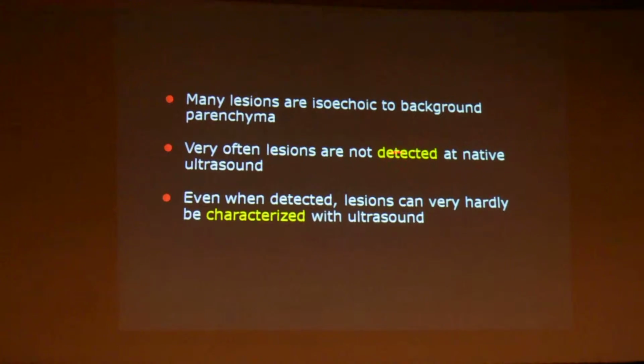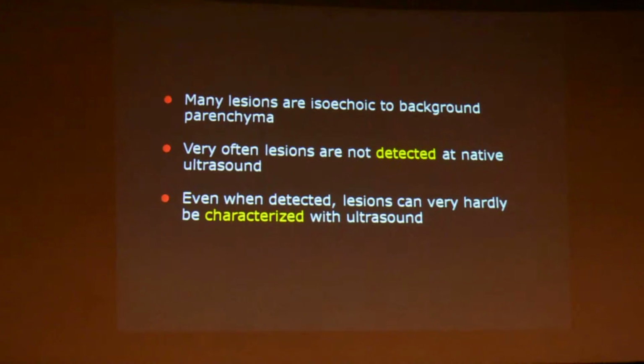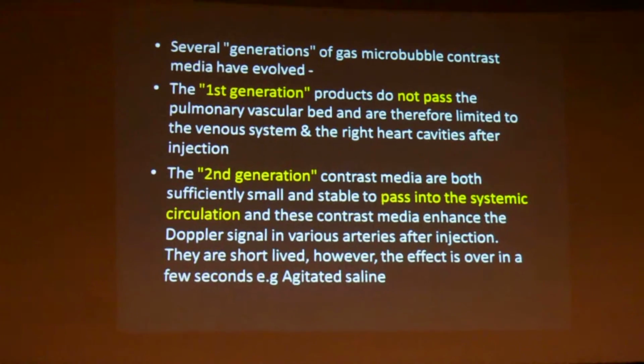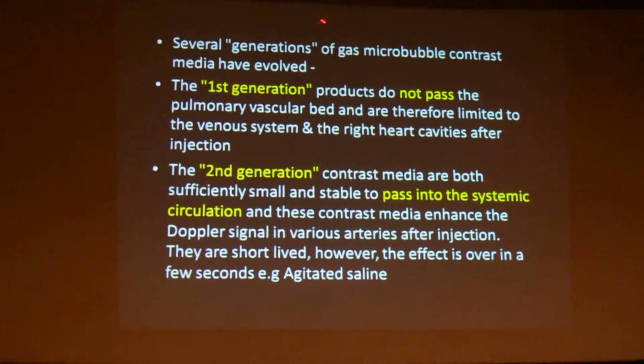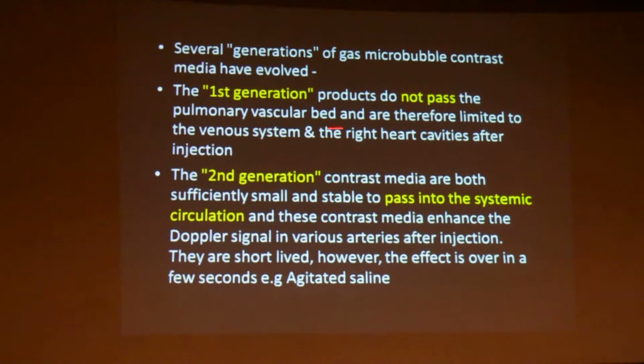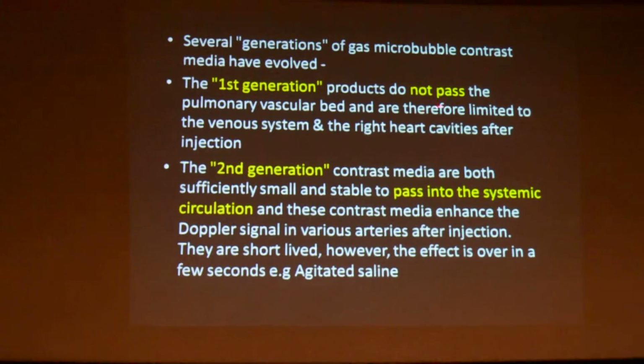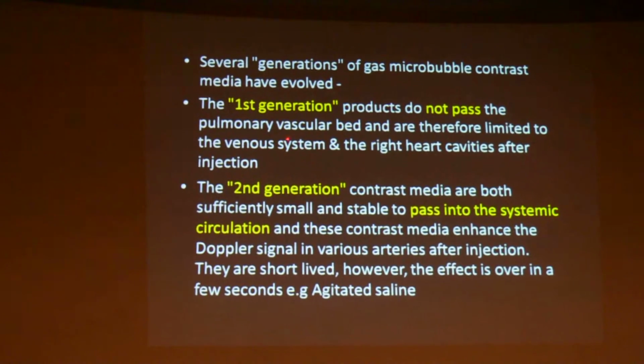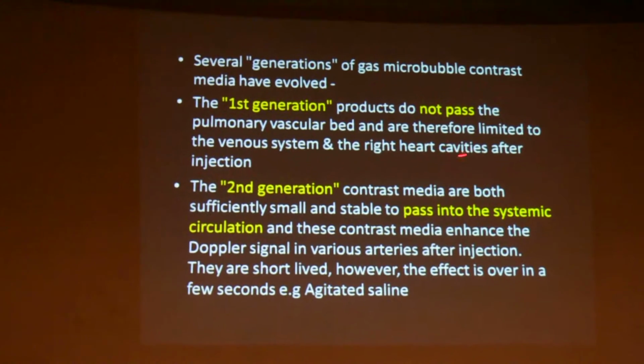whenever the lesion is not detected on routine B-mode imaging, and these lesions can be characterized with ultrasound. And there are three generations of the ultrasound contrast media. The first generation is the products which do not pass the pulmonary vascular bed, and they are therefore limited to the venous system and the right heart cavities.